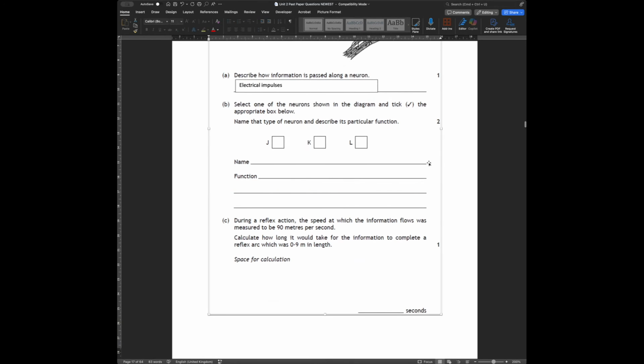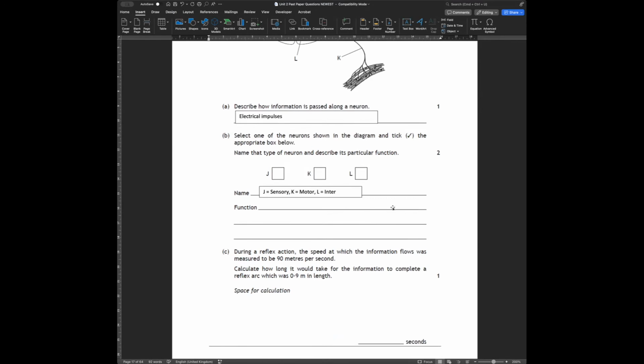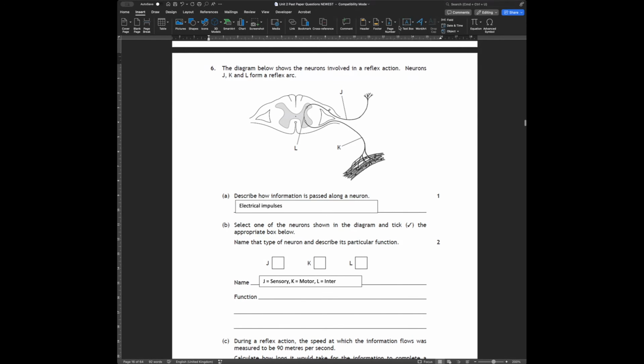For B, select one of the neurons shown in the diagram and tick the appropriate box below. Name the type of neuron and describe its particular function. Okay, so it doesn't really matter which neuron we go for here. Hopefully we know all of them and their function, but go with the one you feel most confident about. So for example, if you went for J, we're looking for the sensory neuron. If you went for K, K is going to be our motor neuron. And lastly, if you went for L, we're looking at the interneuron. As I said earlier on, it doesn't matter which one you go for, as long as you get the correct function for that neuron, you'll get the marks for it.